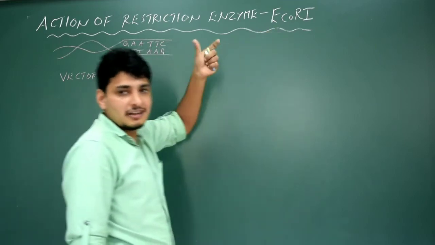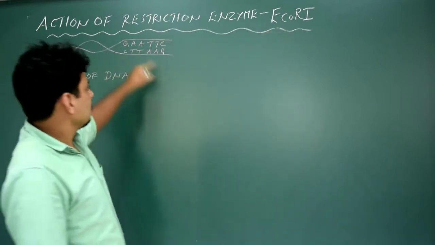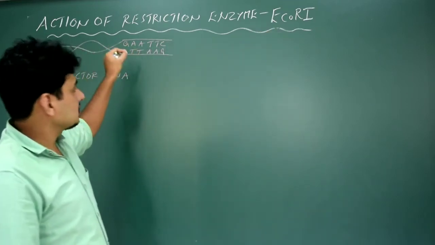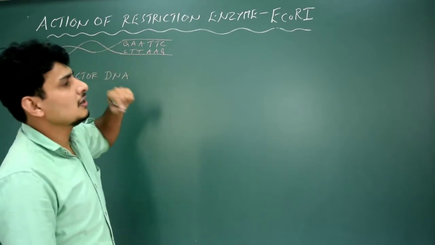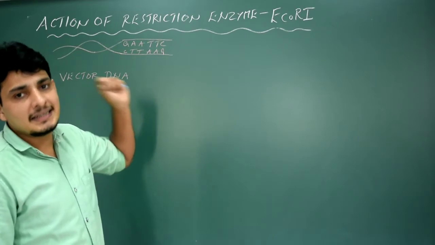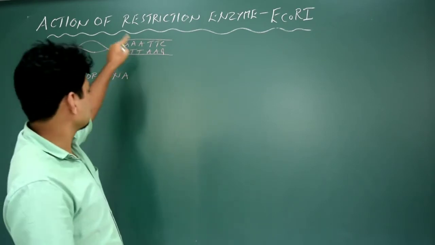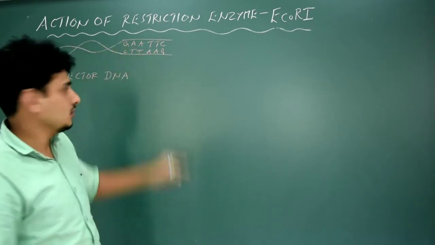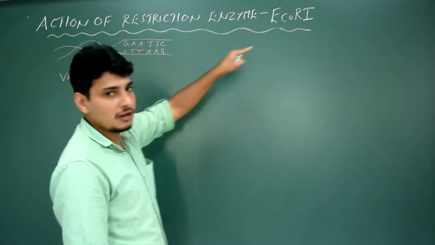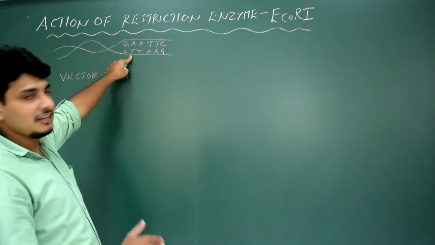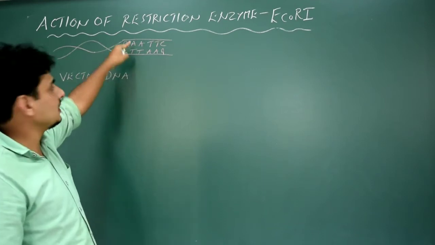There are so many different types of restriction enzymes. Their recognition site or restriction site also varies. Got it? So for, let us say, HindII, the recognition site is entirely different. It will not work on this particular recognition site. So only EcoR1 will identify this particular palindromic sequence and cut.